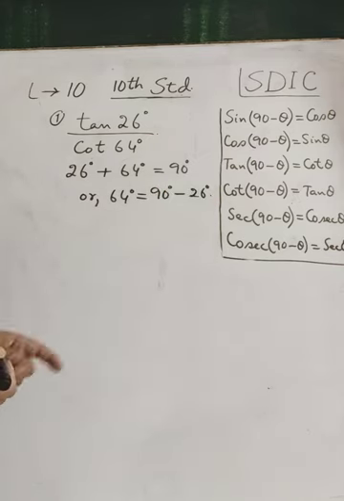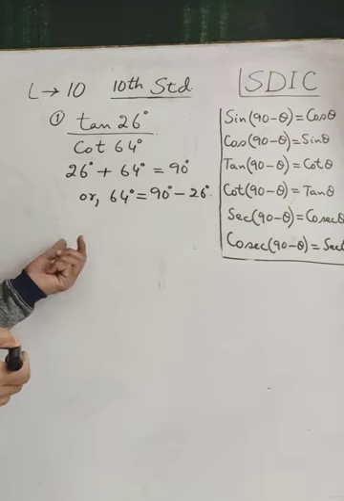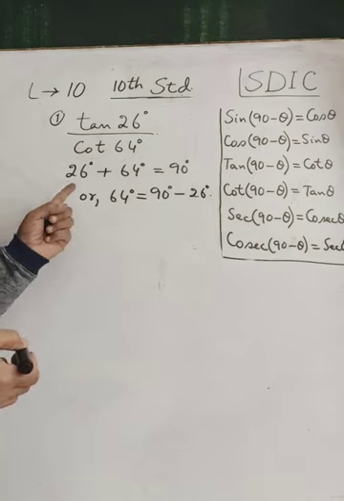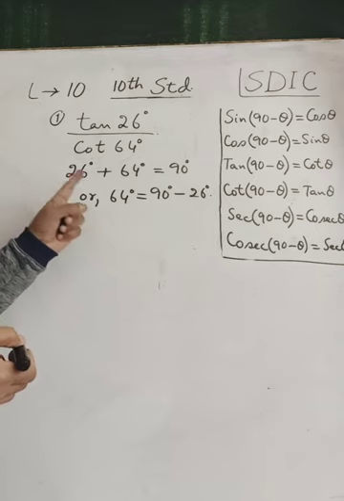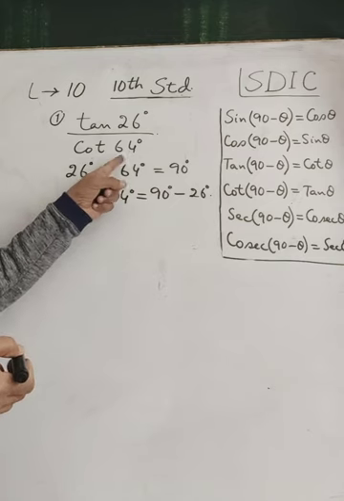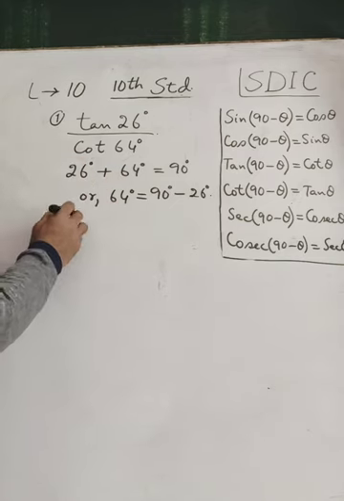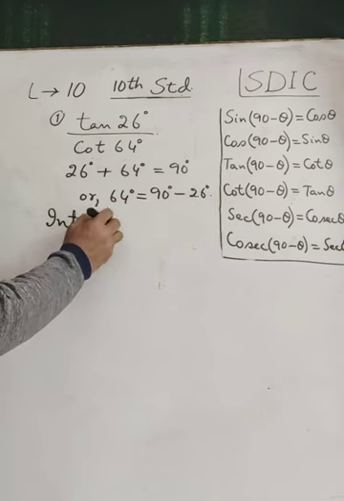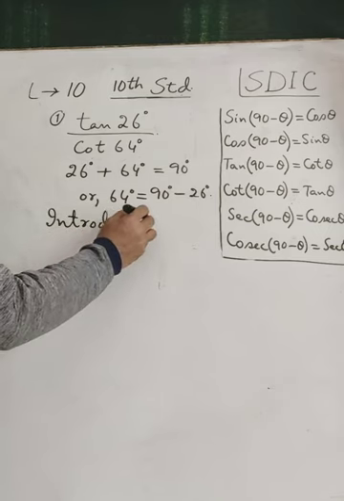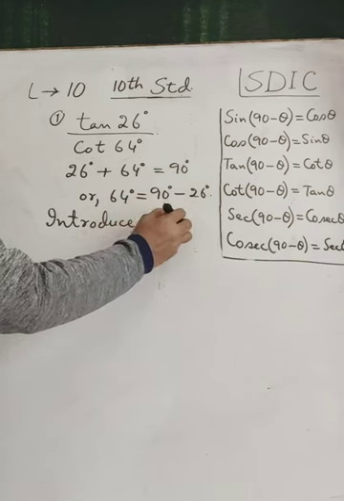And then at this stage we introduce a trigonometric ratio. Previously we introduced cos on both sides, because there 72 had cos with it in the question. This time you have 64. You have to find which trigonometric ratio is with 64 there. It is cot. So you have to introduce cot on both sides.